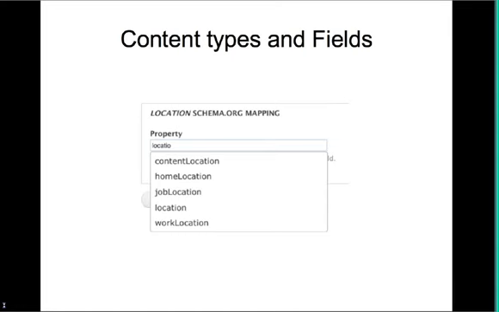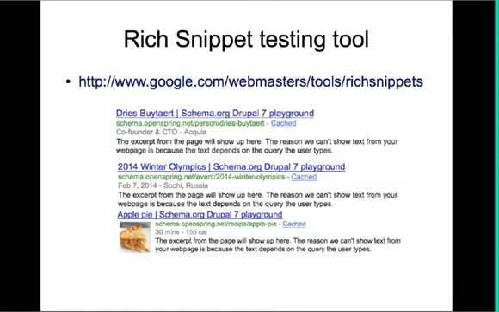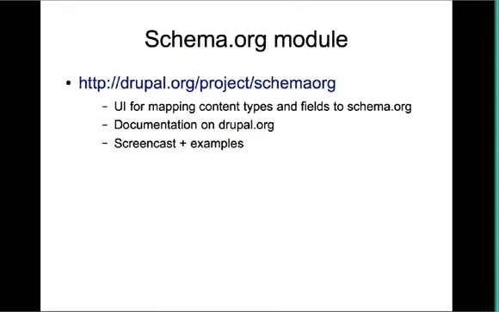And this is the type of search results you can get today that Drupal is capable of building and that Google can retrieve and present. And this is the URL for the module that you can download for free from Drupal.org.